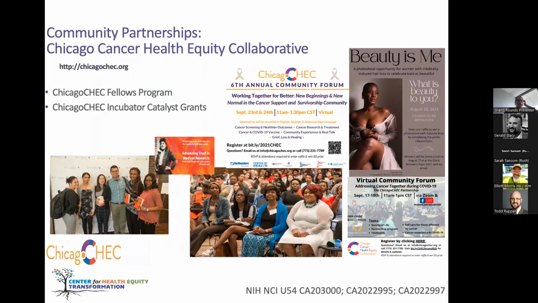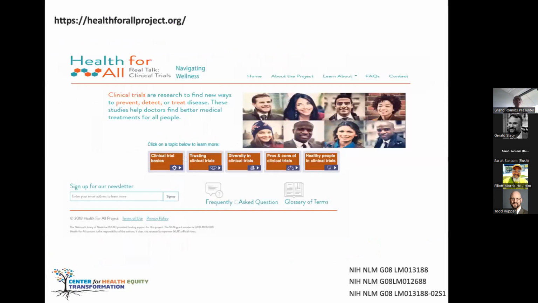And then we have the Chicago Cancer Health Equity Collaborative, which has helped in many other types of cancer inequities. This is since 2015. This is a collaboration between Northwestern Cancer Center, UIC, and Northeastern Illinois. And we do a lot of different programming. We also work with the Chicago Public Libraries. And we've been doing this for several years now and have the Health for All Real Talk on clinical trials.